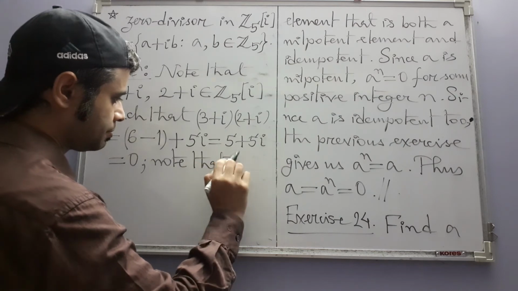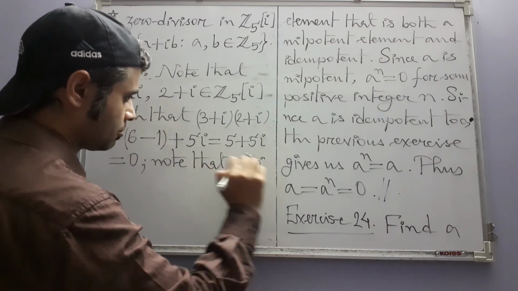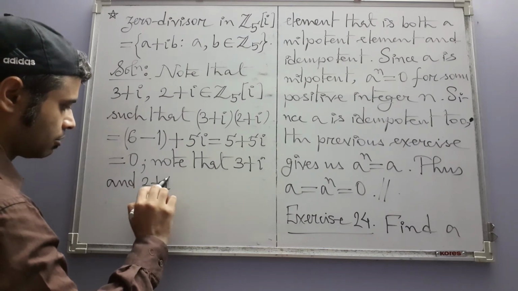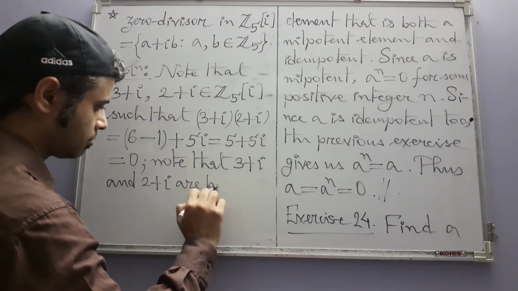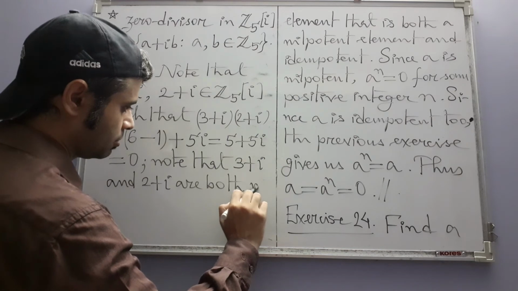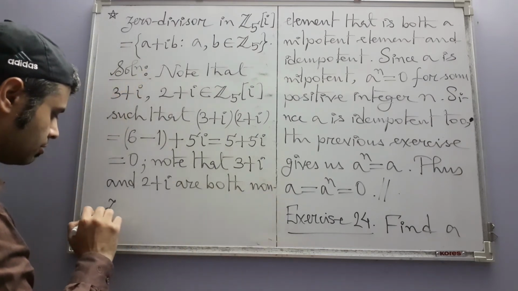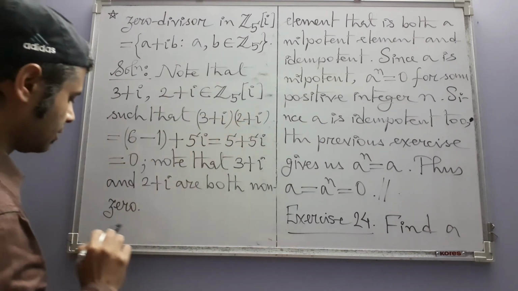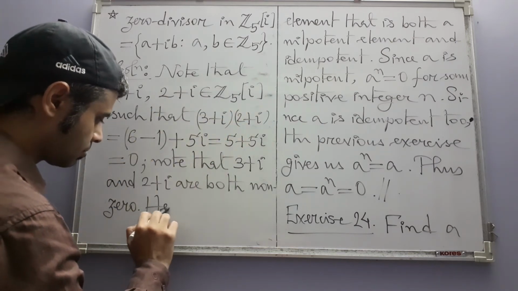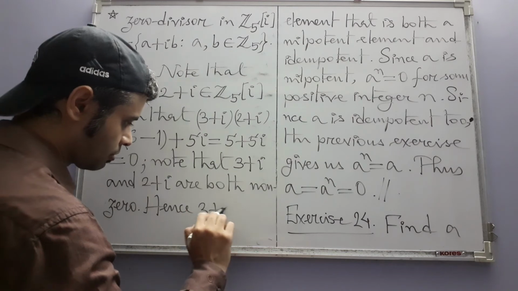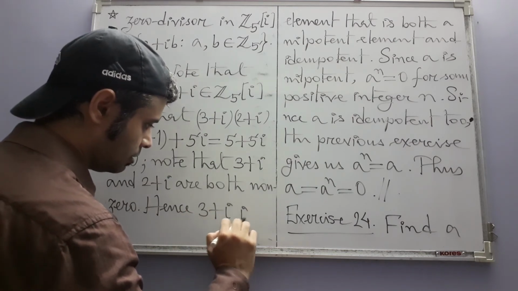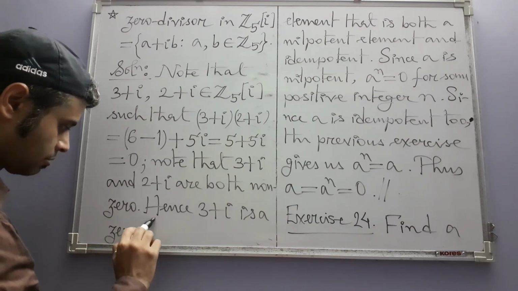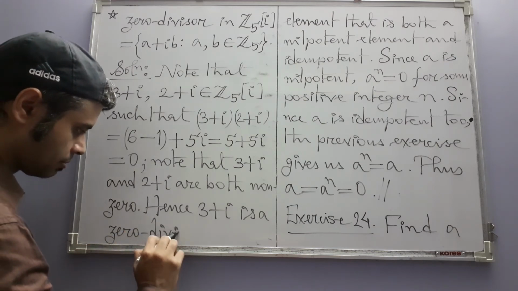Note that 3 plus i and 2 plus i are both non-zero in Z5[i]. Hence 3 plus i is a zero-divisor.